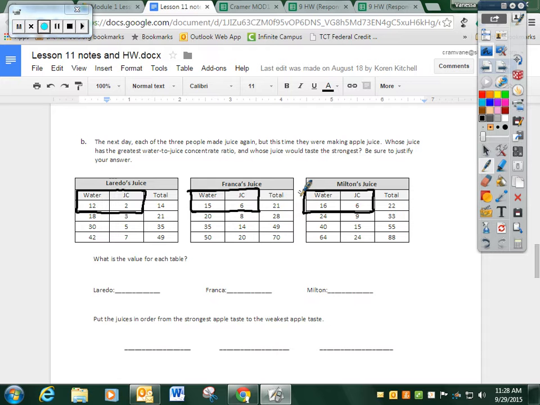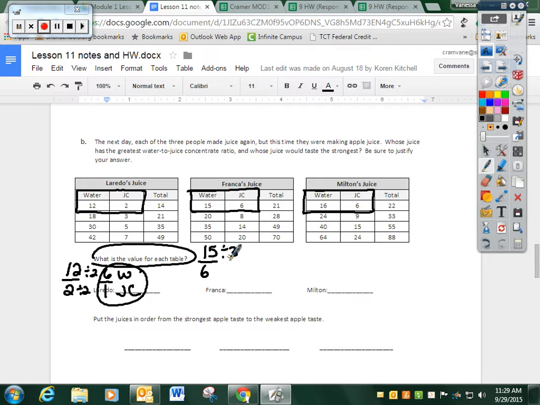Okay? 12 to 2, they're asking what's the value for each table. So if I scale this one down, 12 over 2, divide them both by 2, I get 6 over 1 as the value, water to juice concentrate. Now, I'm going to take Miss Franca's, and I'm going to divide both by 3. And I see that there is 5 cups of water for every 2 cups of juice concentrate. And that's the value, 5 over 2.